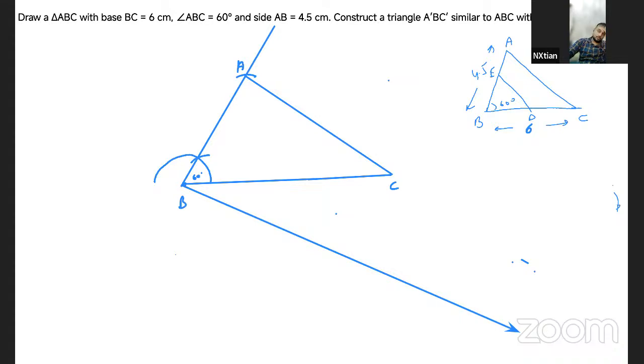Joshua, are you with me? No. Oh yes, where should I put the compass?